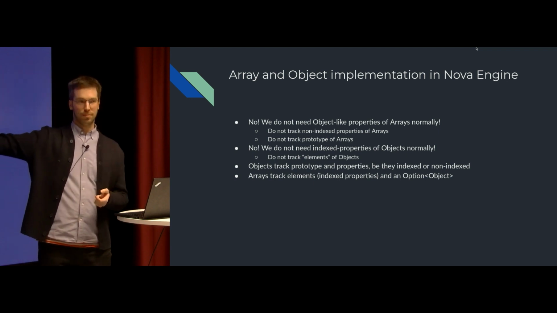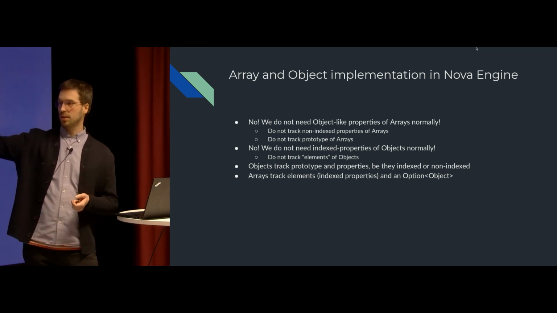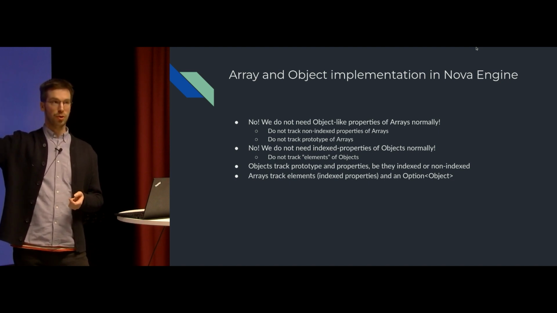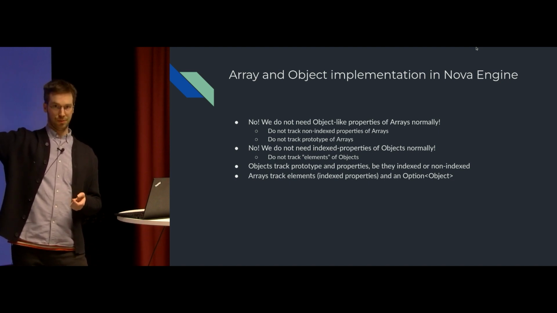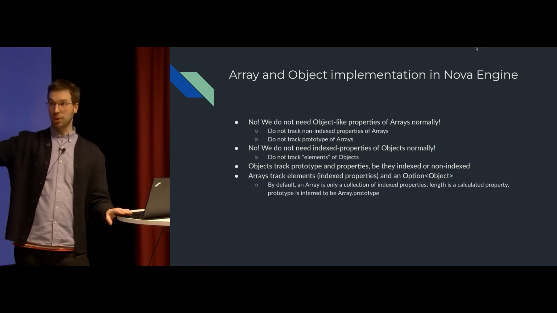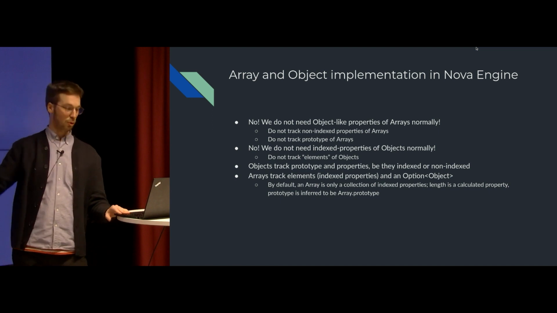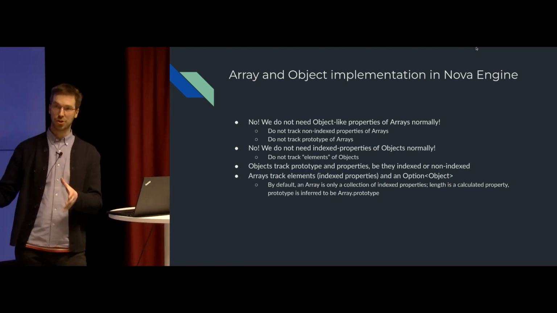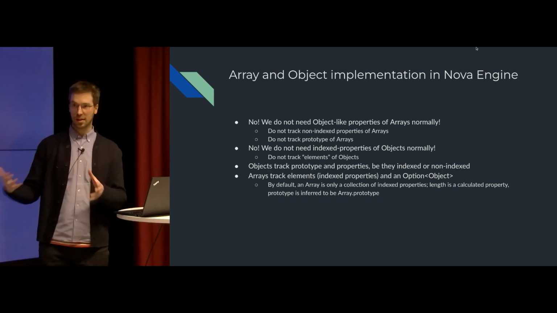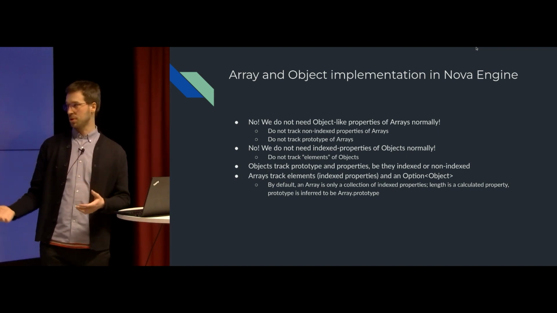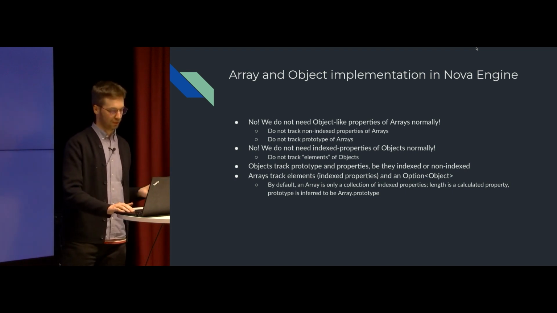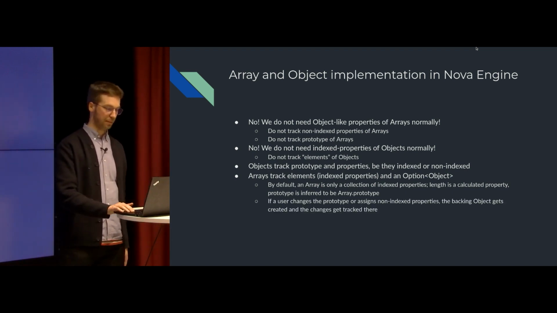an object. And this is basically an option, a non-zero 32-bit integer. So it's an optional index into the heap vector of objects. By default, an array is then only a collection of index properties. Its length is calculated. The prototype is inferred to be the array prototype, because why would you be changing it? It's always going to be the same.